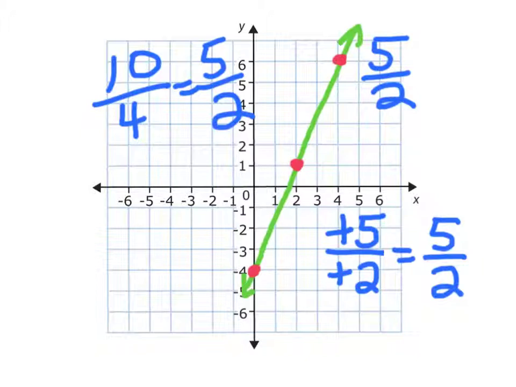So it doesn't matter which points you use on the line to find your rise over run. It should all come out the same as long as it's the same straight line.